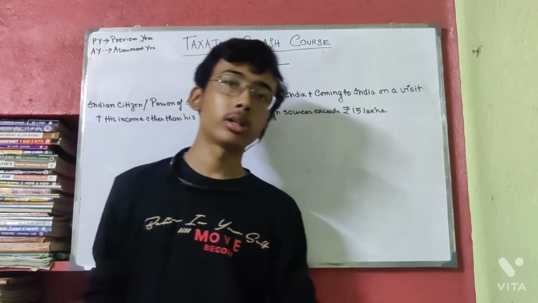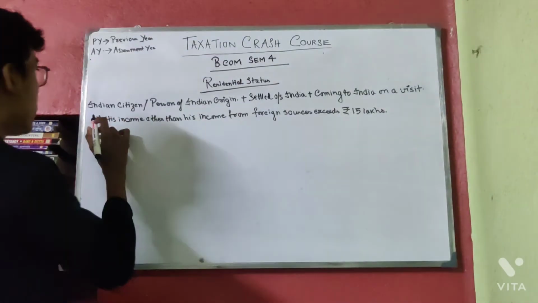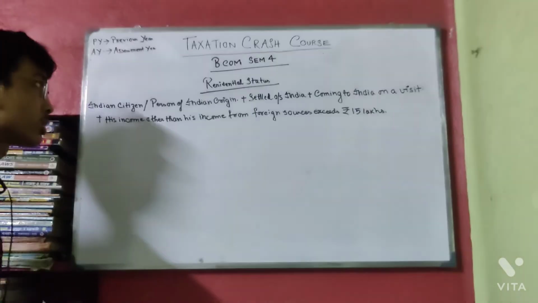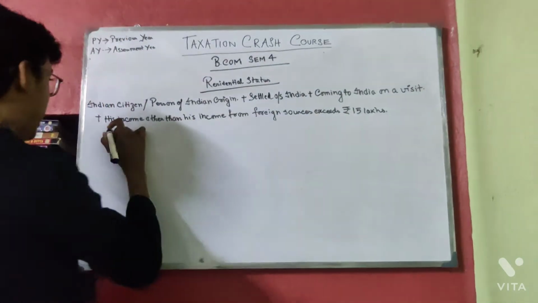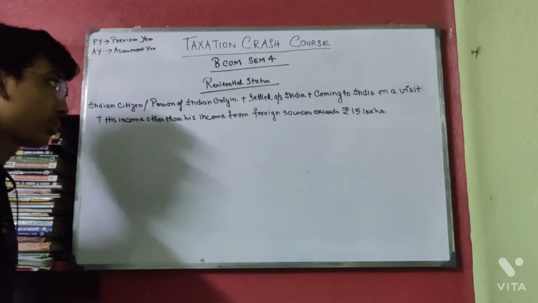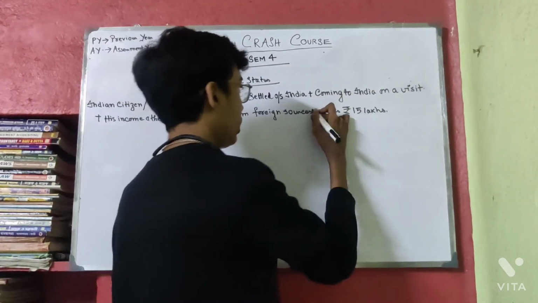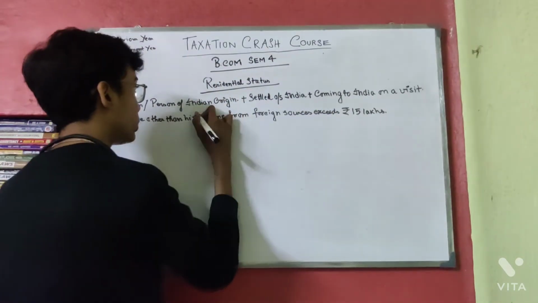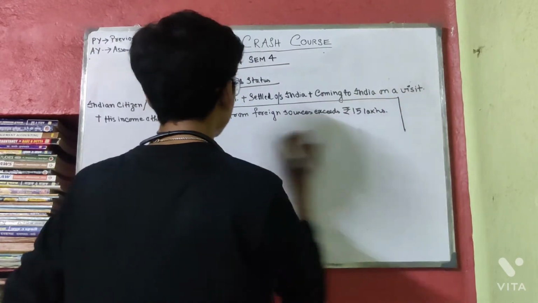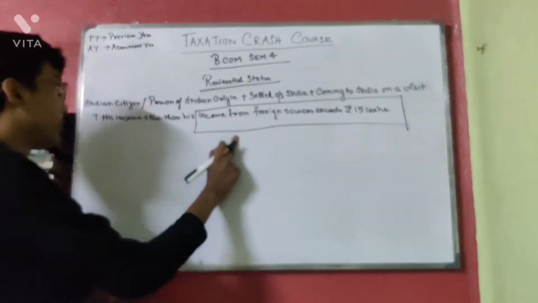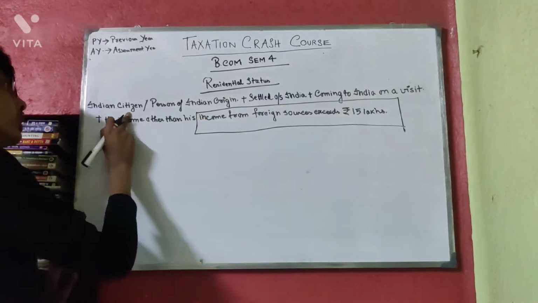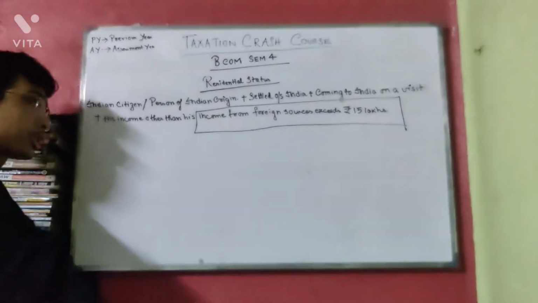Let's come to the next topic. The next discussion is about an Indian citizen or a person of Indian origin who is settled outside India and is coming to India on a visit, and whose income other than his income from foreign sources exceeds 15 lakhs. So if his Indian income exceeds 15 lakhs and he is a person of Indian origin or an Indian citizen settled outside India and coming to India on a visit, all these conditions must be satisfied for this category.